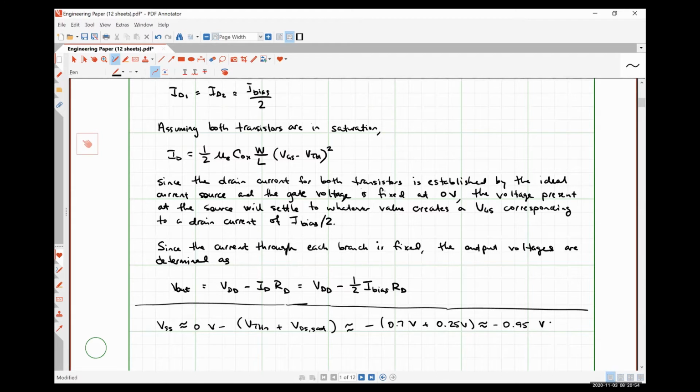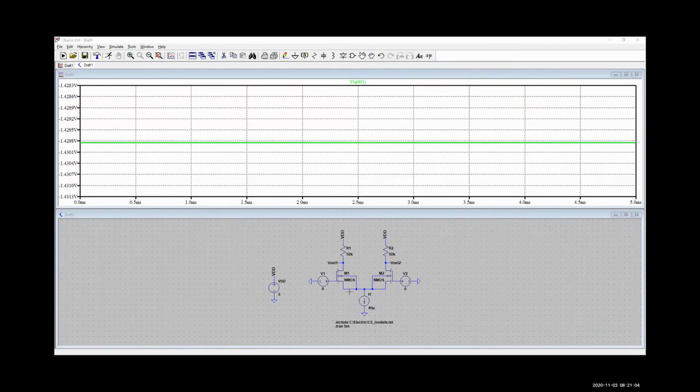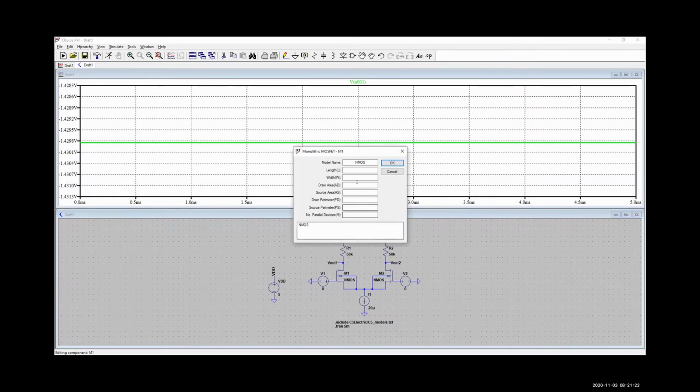Now what I want to see here is what's going to happen if we change our drain current here from 40 micro to 20 micro, which is the reference current that we are used to having. Because I have these transistors set up. Oh, actually, they don't have a length or width. That may be the issue here. 10 by 2.